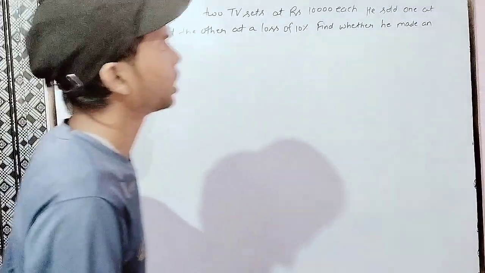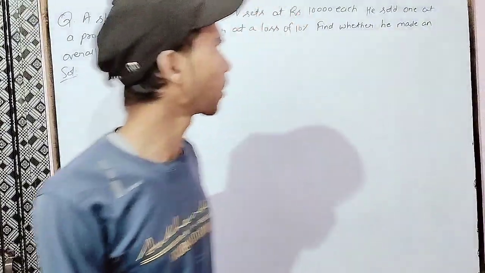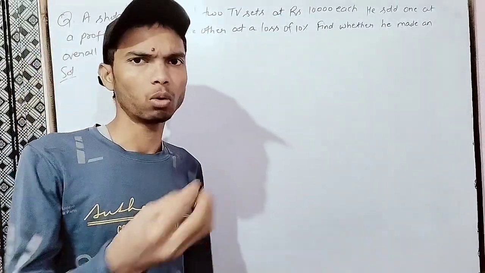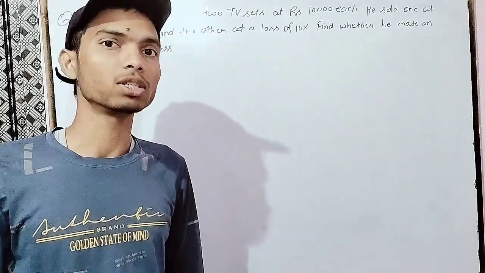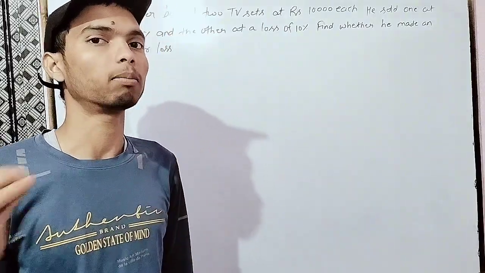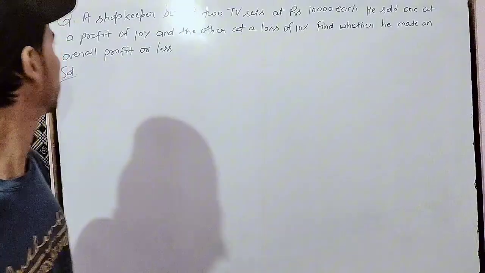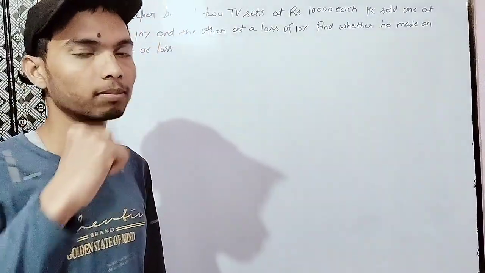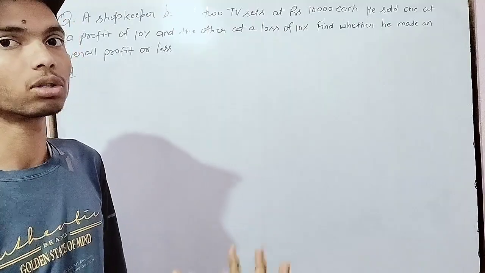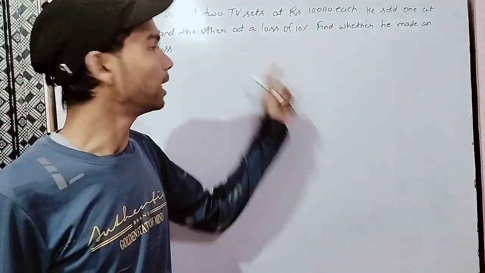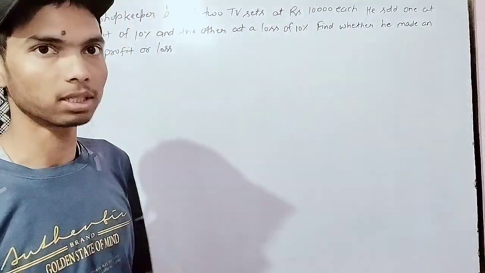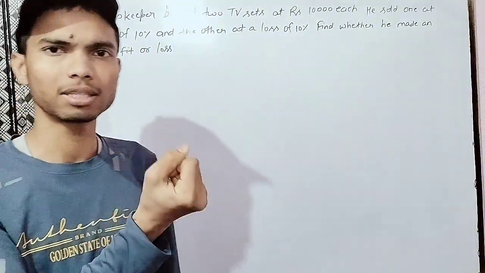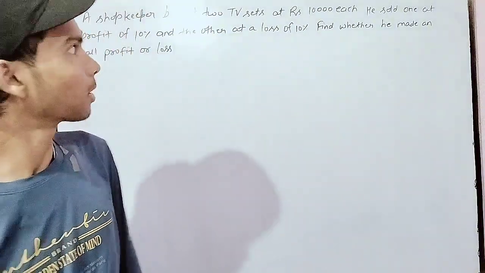The shopkeeper sold one TV at a profit of 10%. And the other TV was sold at a loss of 10%. One side is a 10% profit, but the second side is a 10% loss.